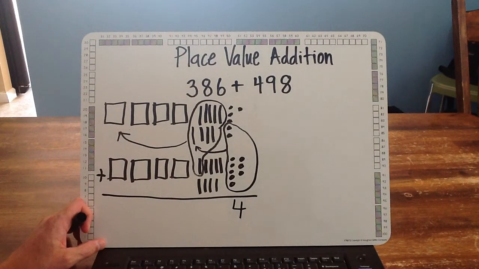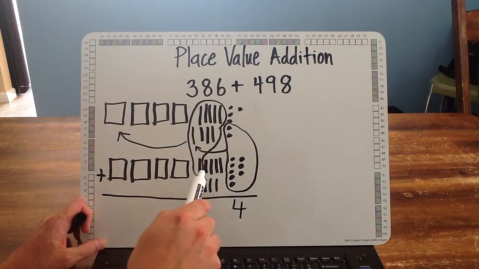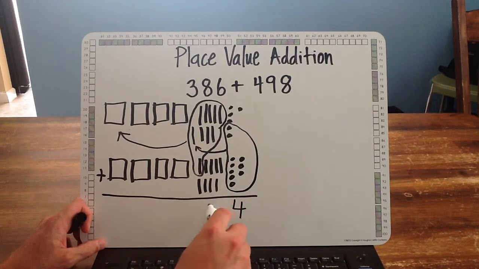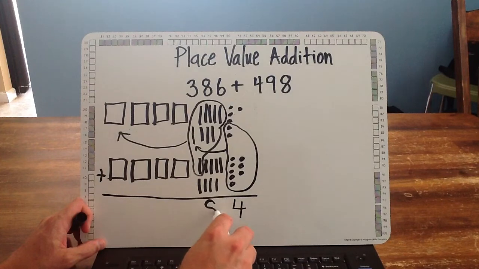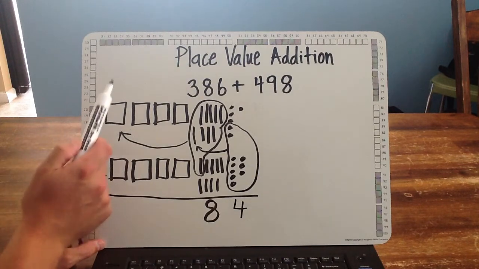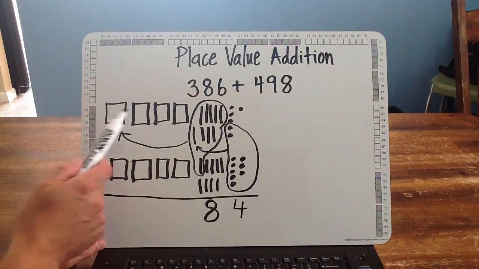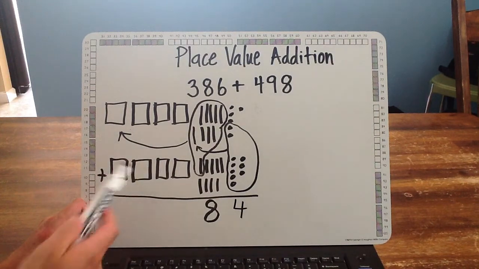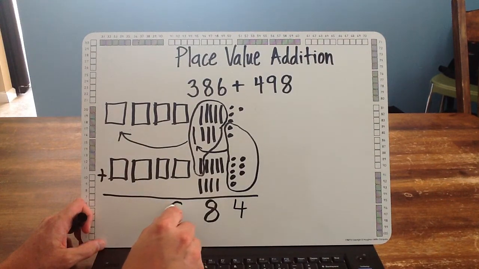Now I count how many tens I have left over. 10, 20, 30, 40, 50, 60, 70, and 80. So that gives me 8 tens or 80. And now I look at my hundreds place. And in my hundreds place, I have 8 hundreds here: 100, 200, 300, 400, 500, 600, 700, 800. So my final answer is 884.